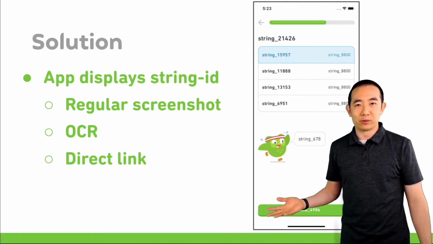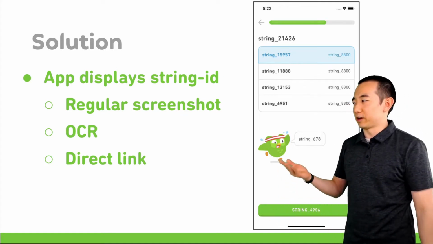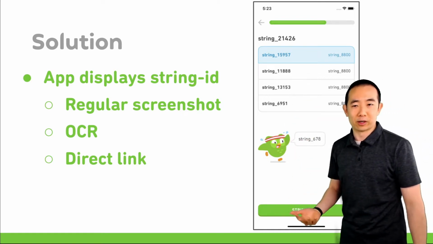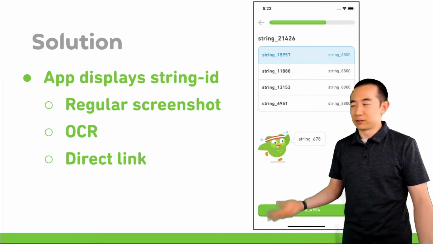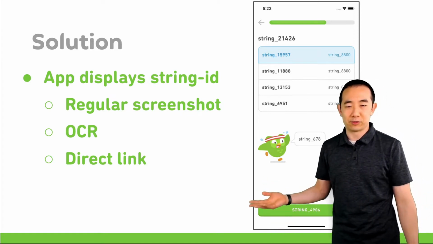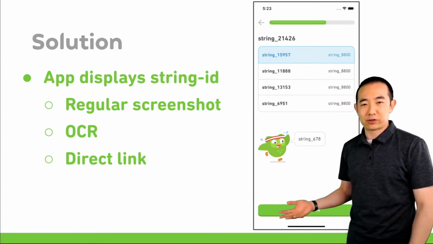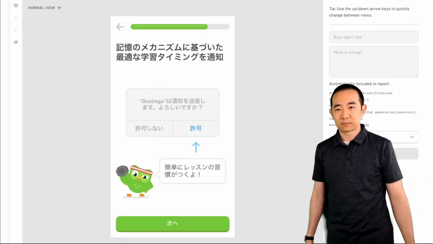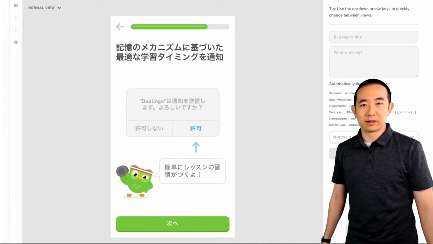Once we have this information, we can run OCR on it to extract the ID number and the location within the screenshot where the string ID is located. And then once we have all of this, we can instrument Birdseye to give us a direct link from the screenshot text directly into the Copycat Tools editing tool. So let's take a look at this in action.